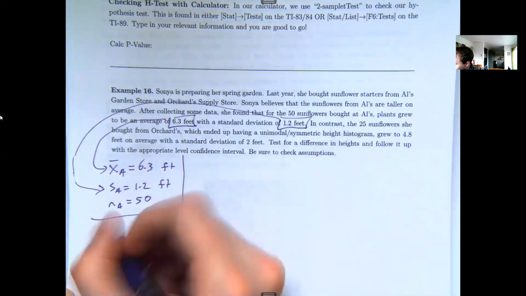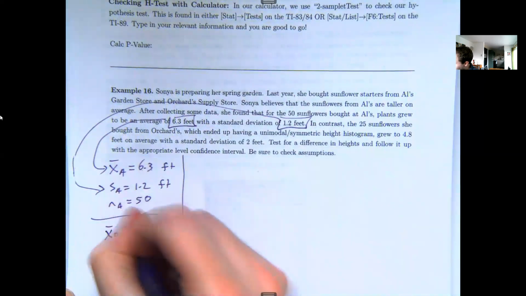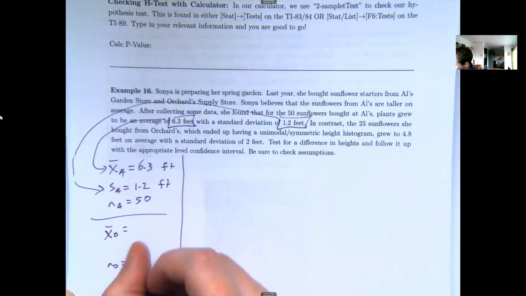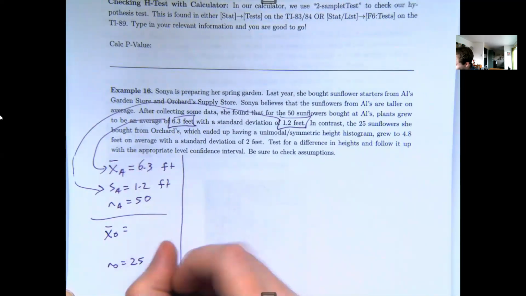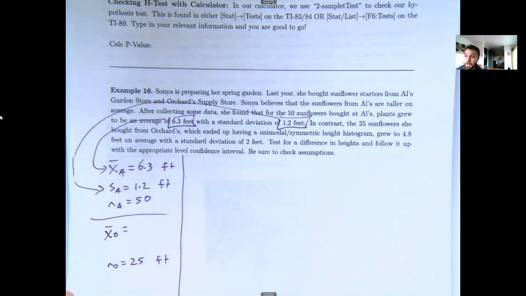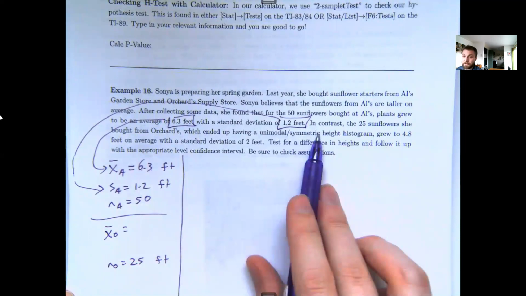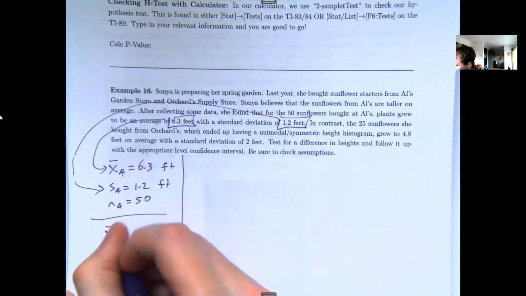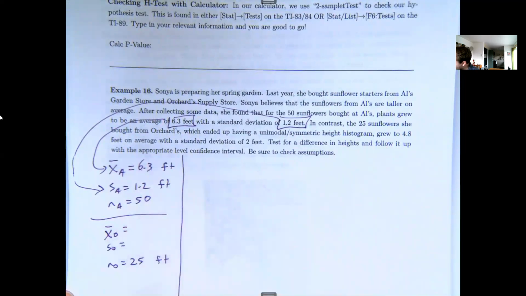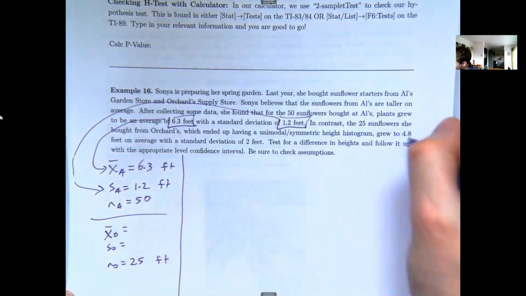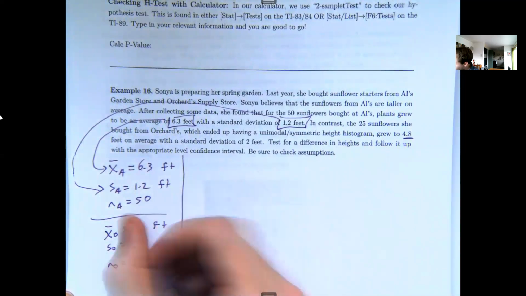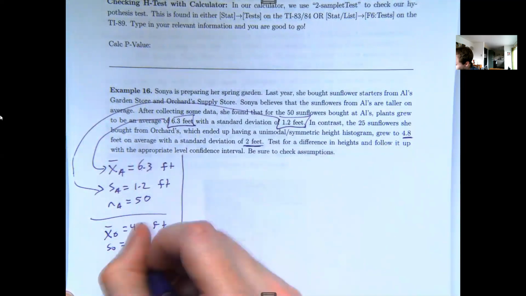For orchards, I'm going to use O for orchards. They sampled 25. I'm actually worried about the 25. I probably have too small of a sample size to do this. Oh, but they tell me it's unimodal and symmetric. In other words, it starts normal, so I don't feel bad about that anymore. The average for this group was 4.8 feet. The standard deviation for that group was 2 feet.